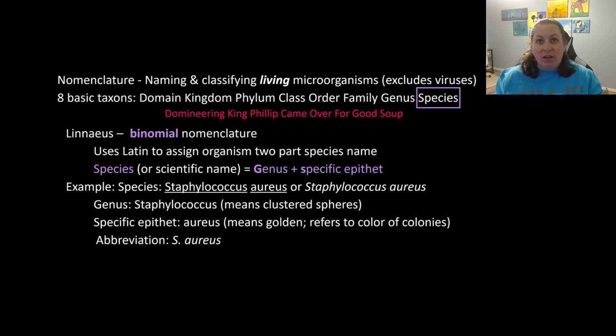Now, the abbreviation of this can be done. Once it's referred to the first time as Staphylococcus aureus, we can abbreviate this with the S capitalized and a period, and then aureus spelled out. So that is the abbreviation that we can use for the scientific name as well.